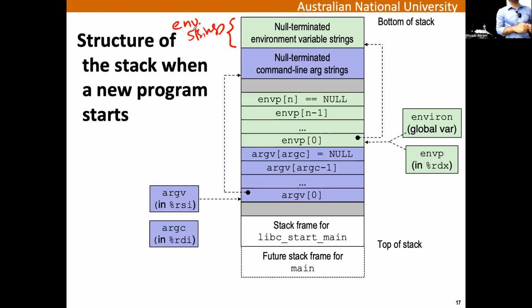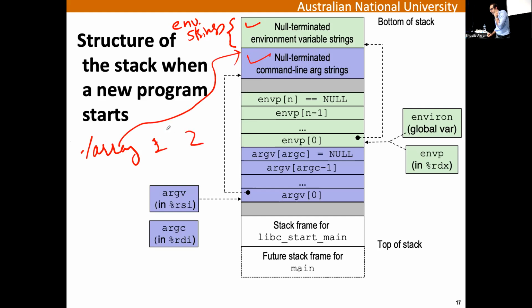Just like you type make, you can say set blah equals blah. And this is a way to make programs behave. So programs need to read these environment variables and then do something. So what we have here is environment variables, command line strings. When you run a program, say you ran array 1, 2, all of these are stored here.